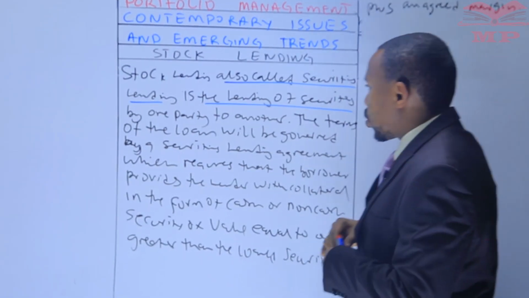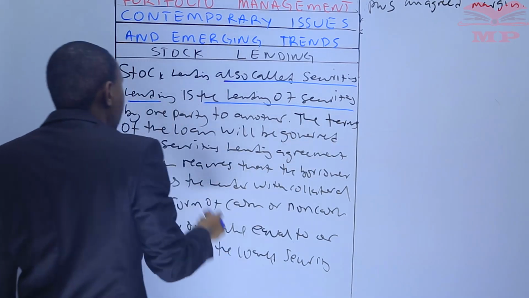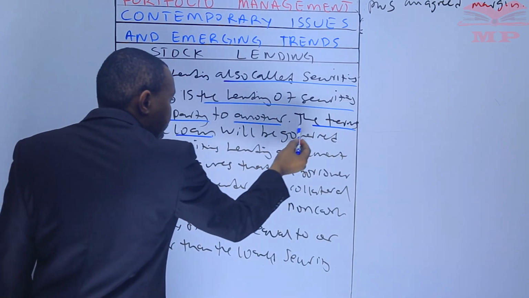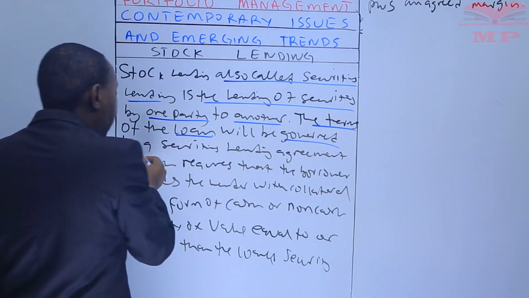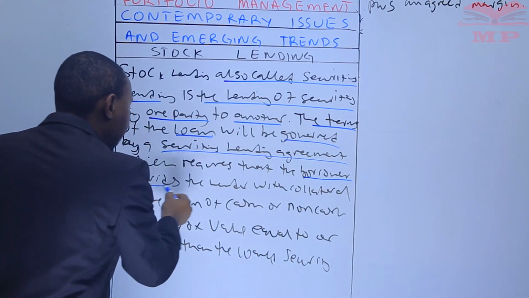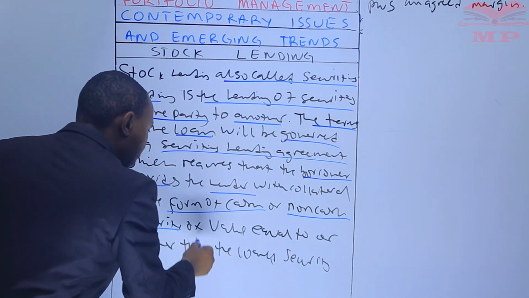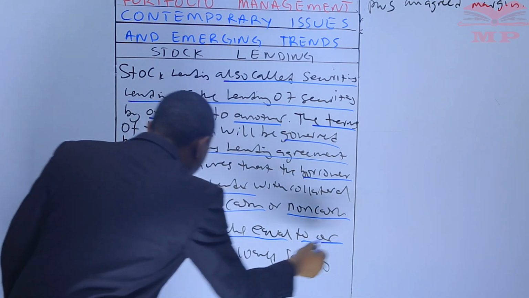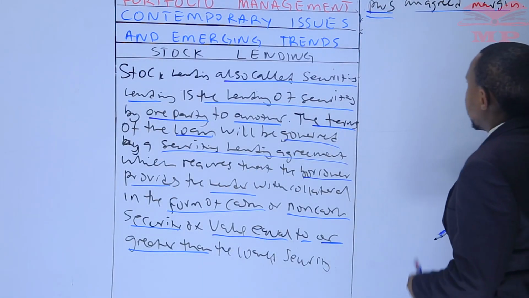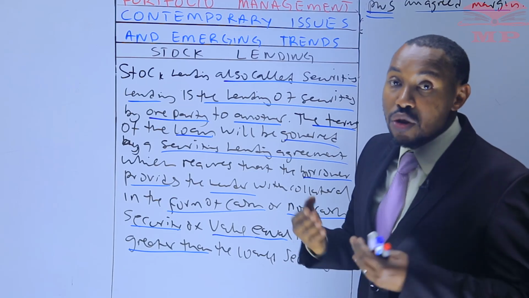So we are saying stock lending, also called securities lending, is the lending of securities by one party to another. The terms of the loan will be governed by a securities lending agreement, which requires that the borrower provides the lender with collateral in the form of cash or non-cash securities of value equal to or greater than the loaned security plus an agreed margin. So that is what we're saying stock lending is. I will shortly demonstrate what stock lending is using a diagram.